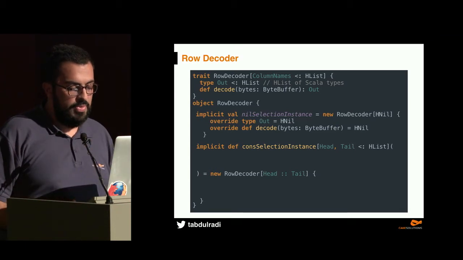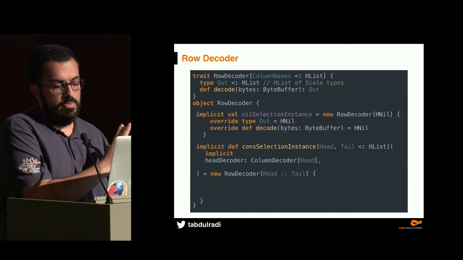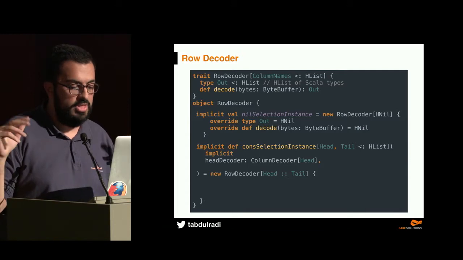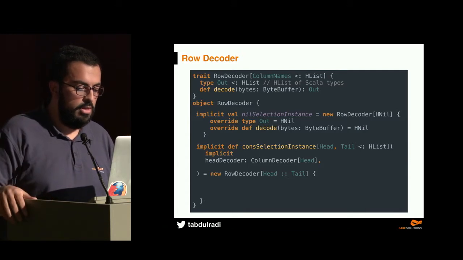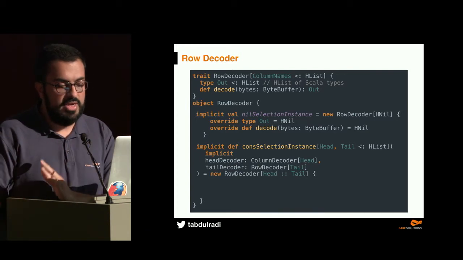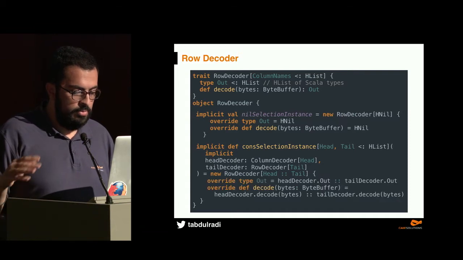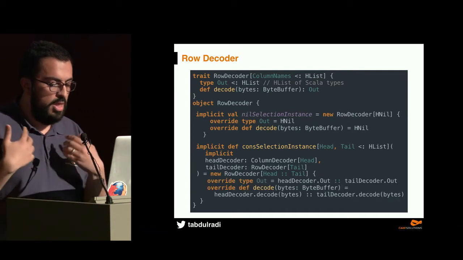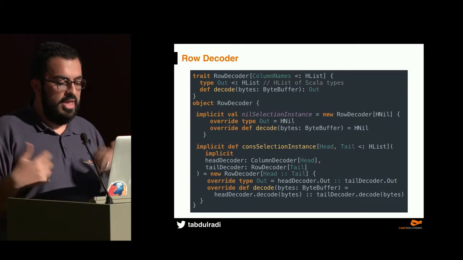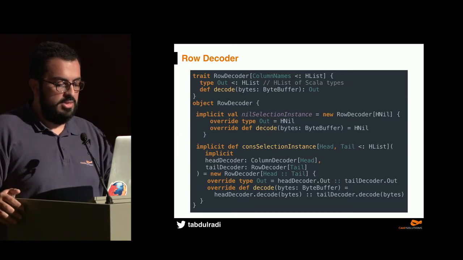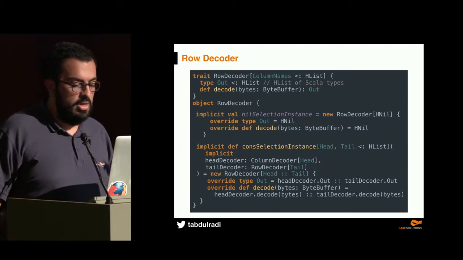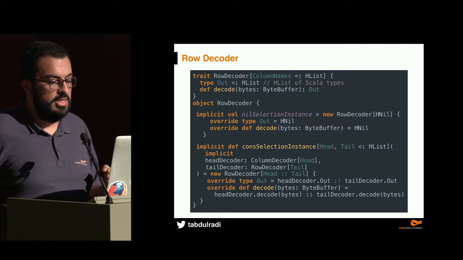So let's first do something on the head. I want the compiler, please provide me the decoder for this head, whatever it was. Just look it up. And the recursive bit, just find a row decoder for the tail, for the rest of the HList. Now the implementation. Now here's the concatenation part. Now we can concatenate the results from the head and the tail. So the out is going to be whatever out inside the head decoder, cons whatever out inside the tail decoder, and the implementation of decode is also similar.